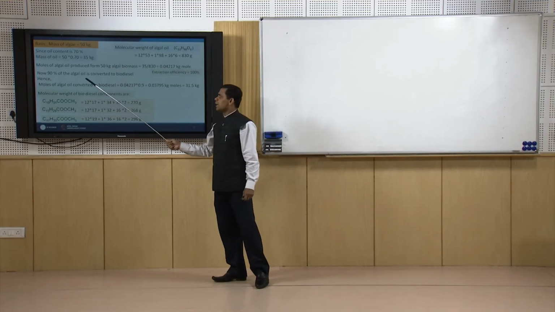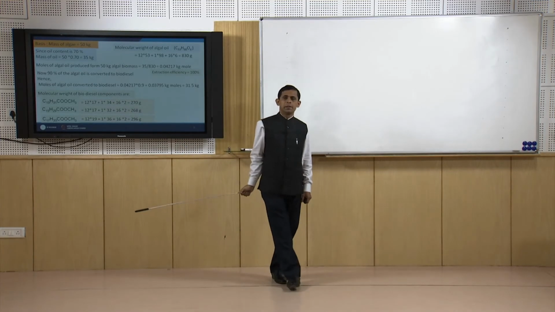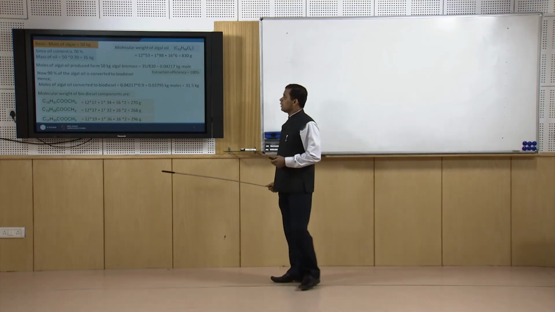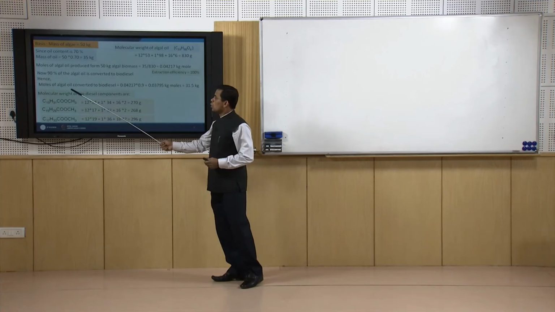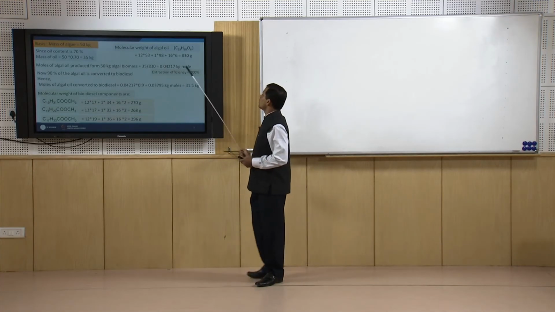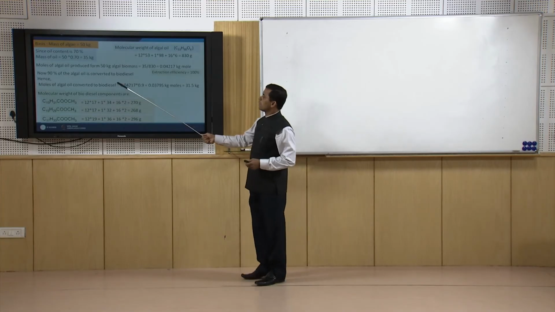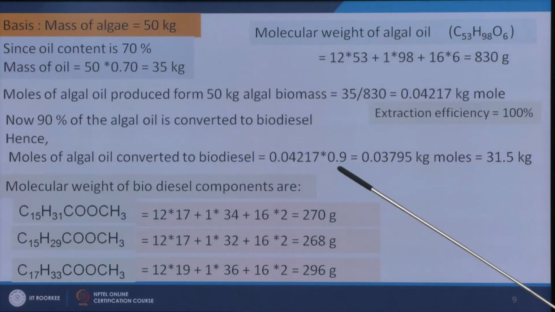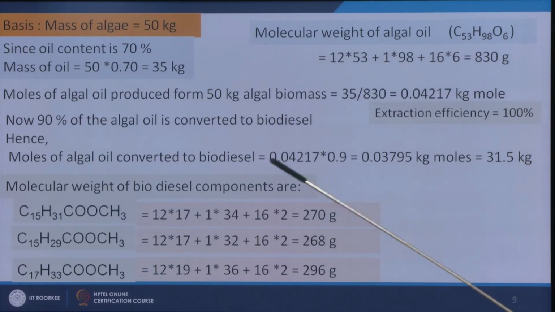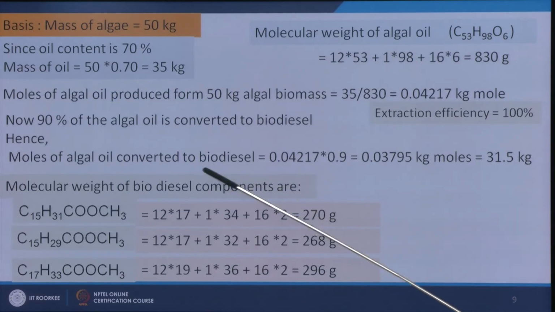Now, 90% of the algal oil is converted to biodiesel. It is given that 90% of the algal oil is converted to biodiesel. So, 90% of these kg moles of algal oil will be converted, that is 0.9 of it, giving us 0.03795 kg moles. That is equal to 31.5 kg. How are we getting 31.5 kg? We have to multiply it with 830. So, 31.5 kg of this algal oil is converted.